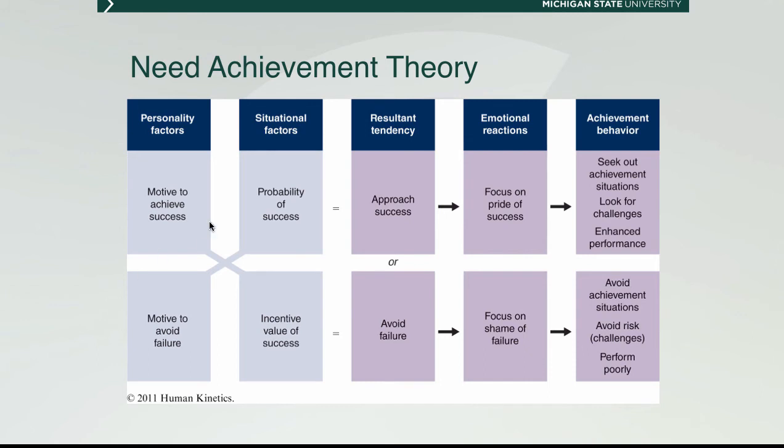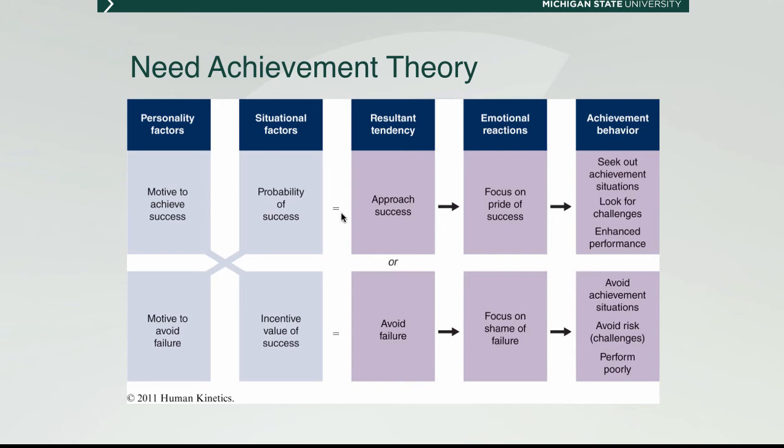Someone who looks to avoid failure is going to look at this probability component and say, that has a lot of opportunity for me to do poorly. So this also talks about the incentive value of success. Is it that I'm going to learn a lot about my performance or my skills, or is this an opportunity for me to demonstrate failure? Those are some different things, and that's going to lead to this resultant tendency. Depending on how these elements interact will change how we move forward throughout this diagram. So are we going to approach success, or are we going to avoid failure?